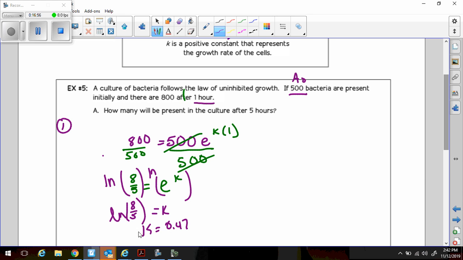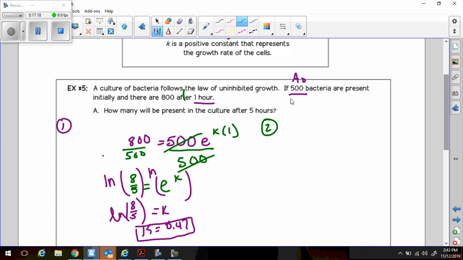This is my interest. This is going to help me with part A. So part A says, how many will be present in the culture after 5 hours? I know my rate now. My initial is staying the same. So this is my second part. This is the one that I'm actually going to use for part A, or to do any of the rest.